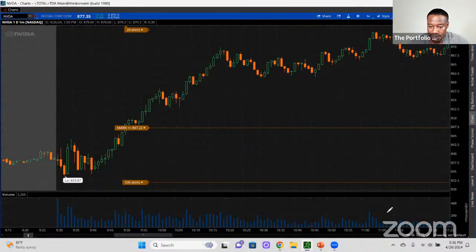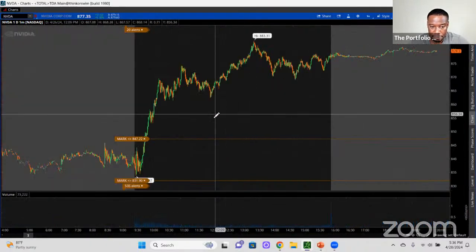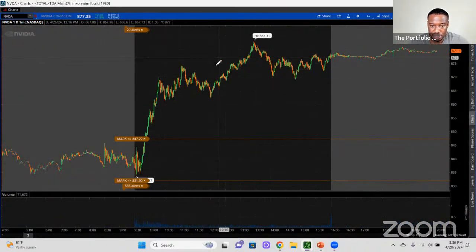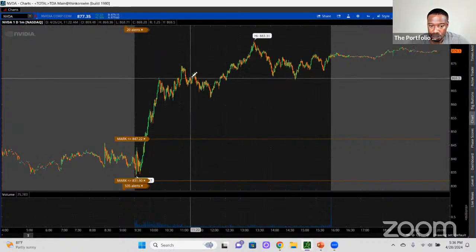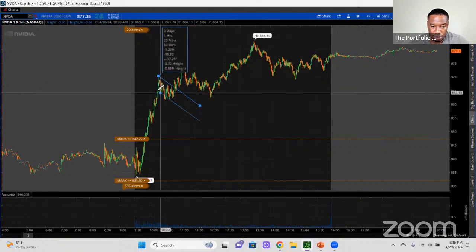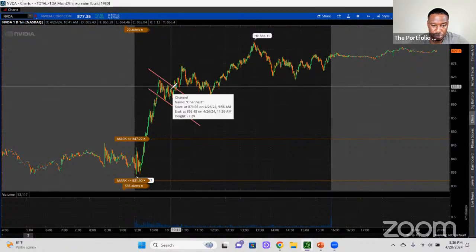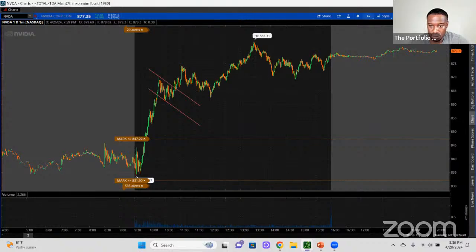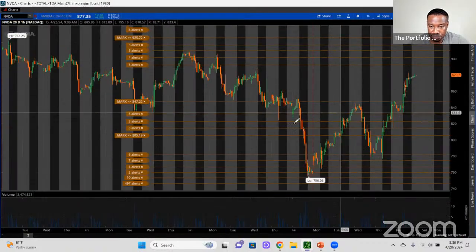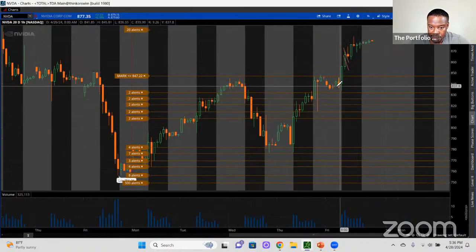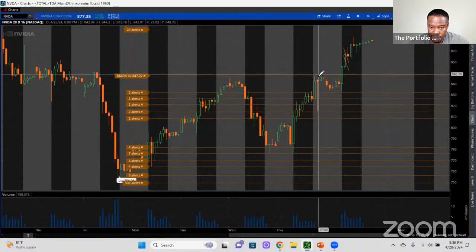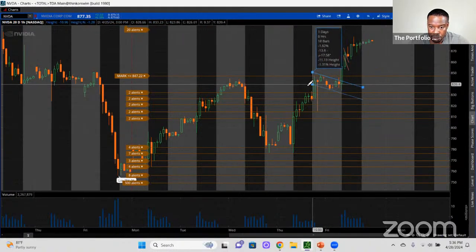For example, right here, this tells me this is a bull flag. I see a bull flag formation right here. So let's go to the 1 hour time frame. I'm looking at the 1 hour, and I find something right here.